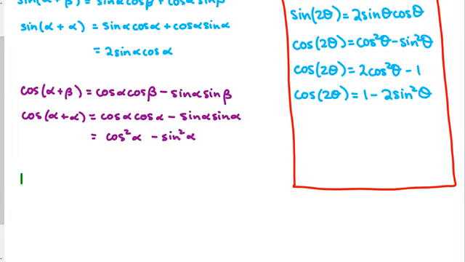Finally, to find the tangent of 2 theta, we can think of the tangent identity from last time.